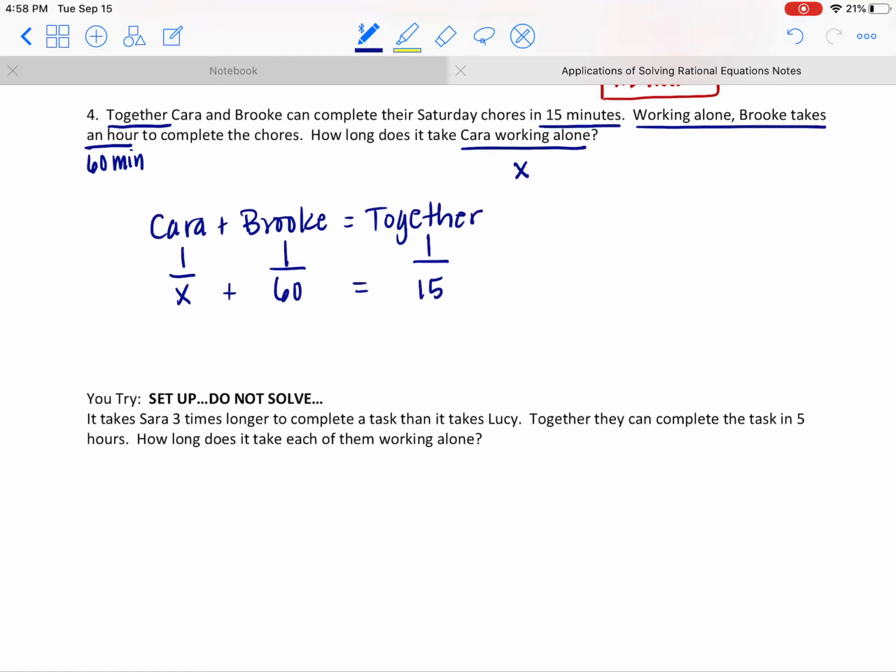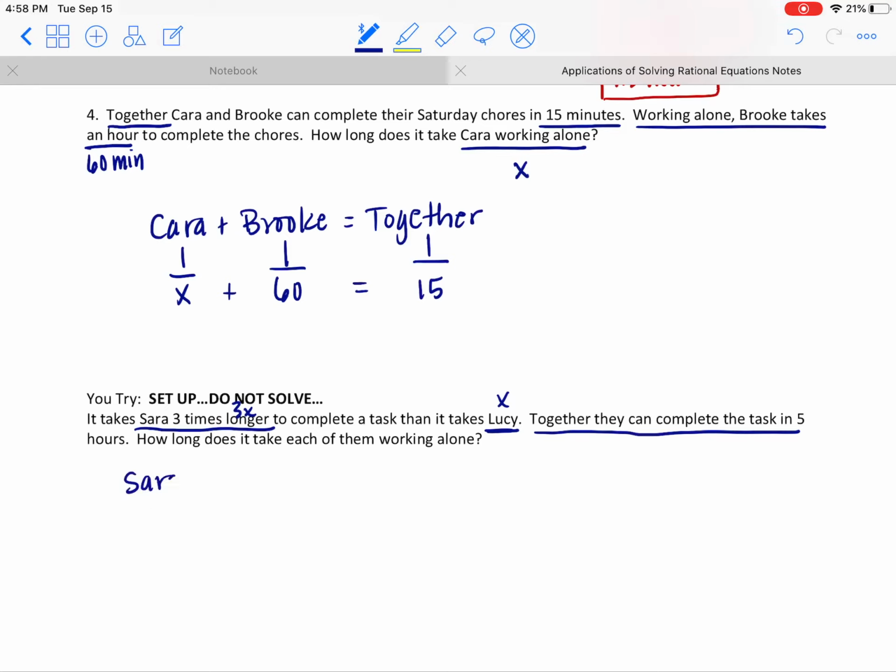So I have to figure out, is Lucy the variable or is Sarah? Well, I know something about Sarah. Sarah takes 3 times longer than Lucy, and I don't know anything about Lucy. So Lucy is going to be my variable here. And Sarah takes 3 times longer would be 3x, if that makes sense. 3 times whatever Lucy is, so 3x. Together they can complete the task in 5 hours.